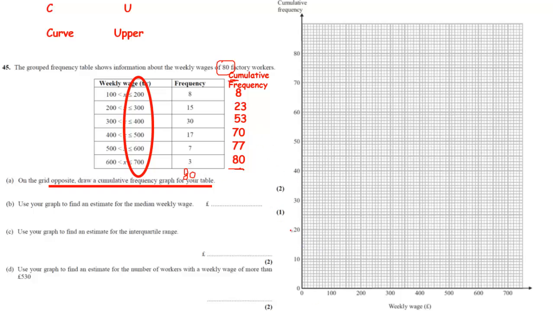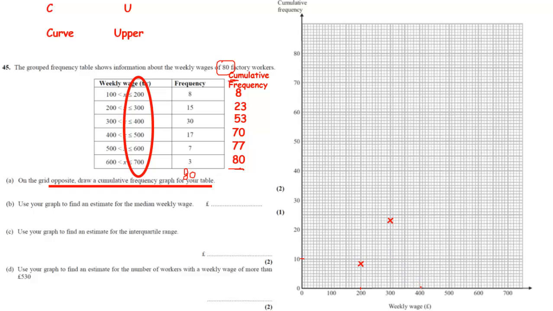Now I need to plot my points. Remember, you're plotting the cumulative frequency against the upper values. So I need to go first to 200, and then go up to 8. Check the scale: every tiny square, there are 10 of them, so every tiny square stands for 1. So I'd plot that value at 8. Go along to 300 now, and then go up to 20, and then 3, so there it is.